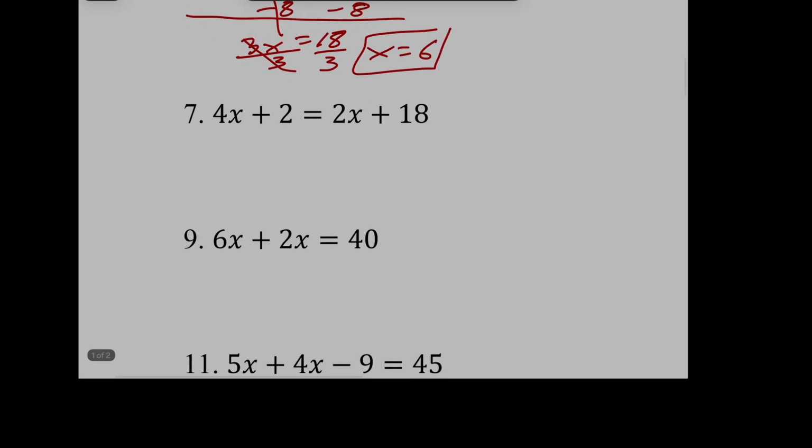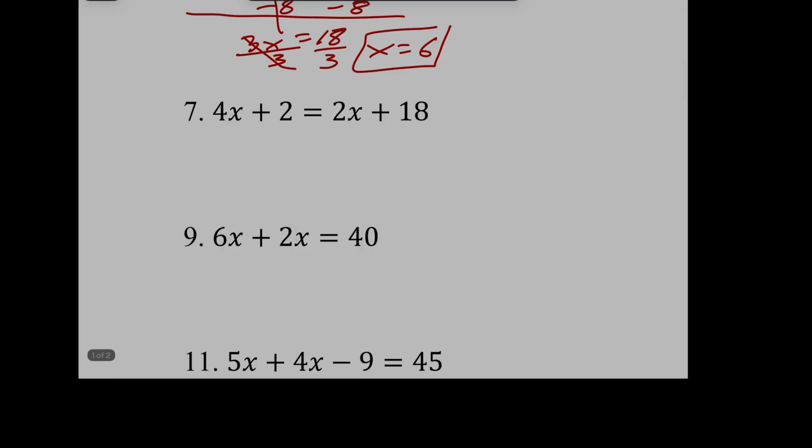Number 7, this is the variable on both sides. And my suggestion on this, now I could go negative 4x, negative 4x. I'm allowed to do that, and you get the right answer. I could go minus 2, minus 2. I have to put it under the 18, but I could do that. And if I did that, I would get the right answer. I could go minus 18 and minus 18. I have to put it under the 2 because it's a number, and I get the right answer.